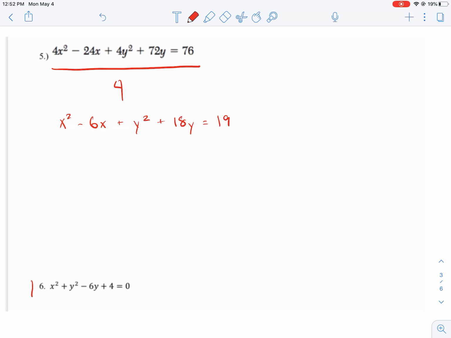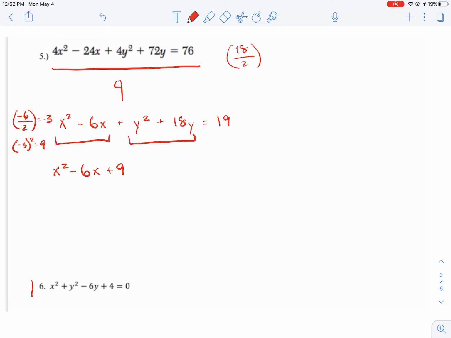All right. So now, in order to solve this, we're going to look at completing the square for this part here and completing the square for that part. So our b value here in this case is -6. So -6 divided by 2 is equal to a -3. -3 squared is equal to a 9. So we're going to go x squared minus 6x plus 9. Look at this one here. So 18 divided by 2 is equal to 9. 9 squared is equal to 81.